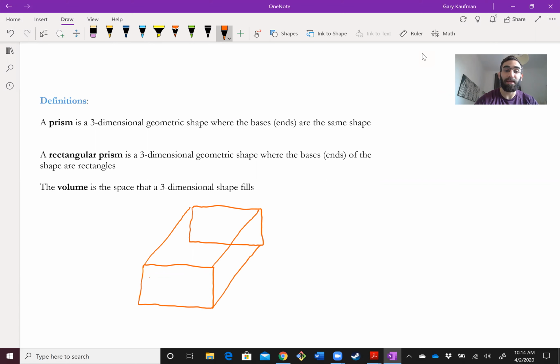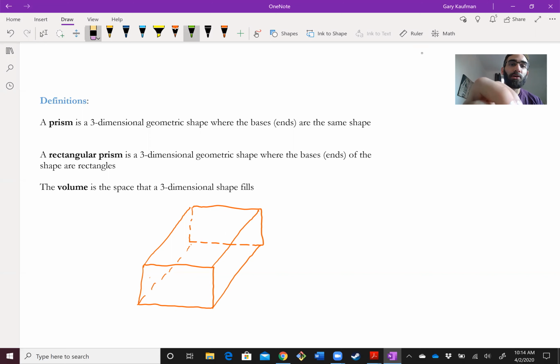If you want to get fancy, you could decide that this isn't really visible because it's behind, so you can make it dotted. So then if you want, you could make this dotted and this dotted as well because you wouldn't actually see it. So there is my rectangular prism.